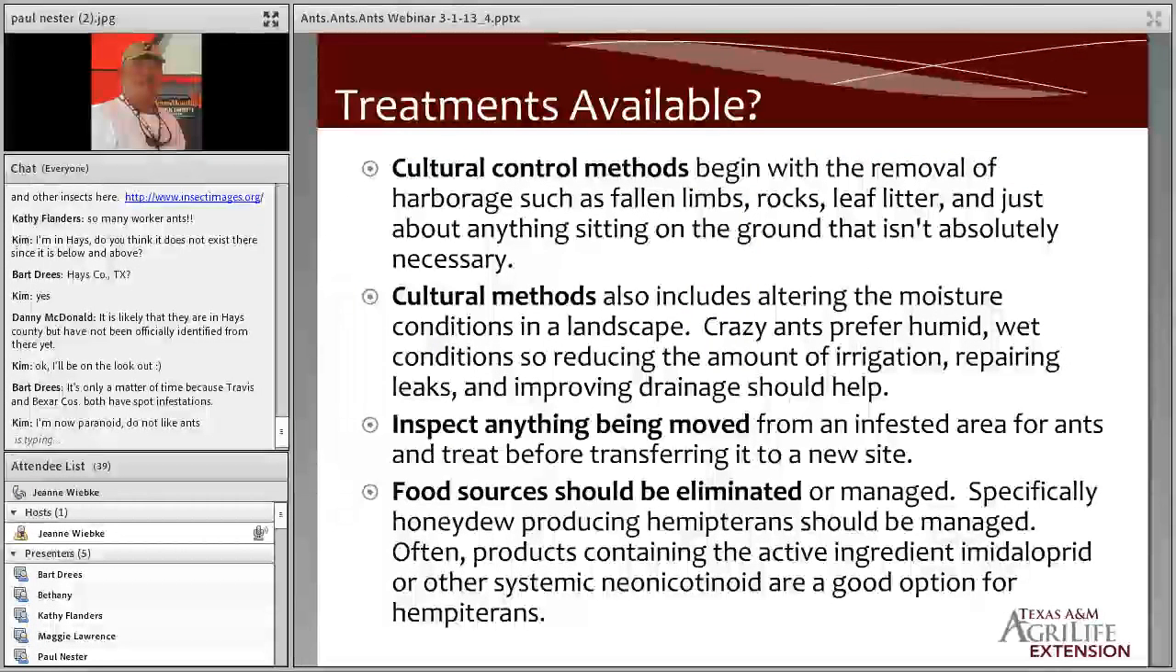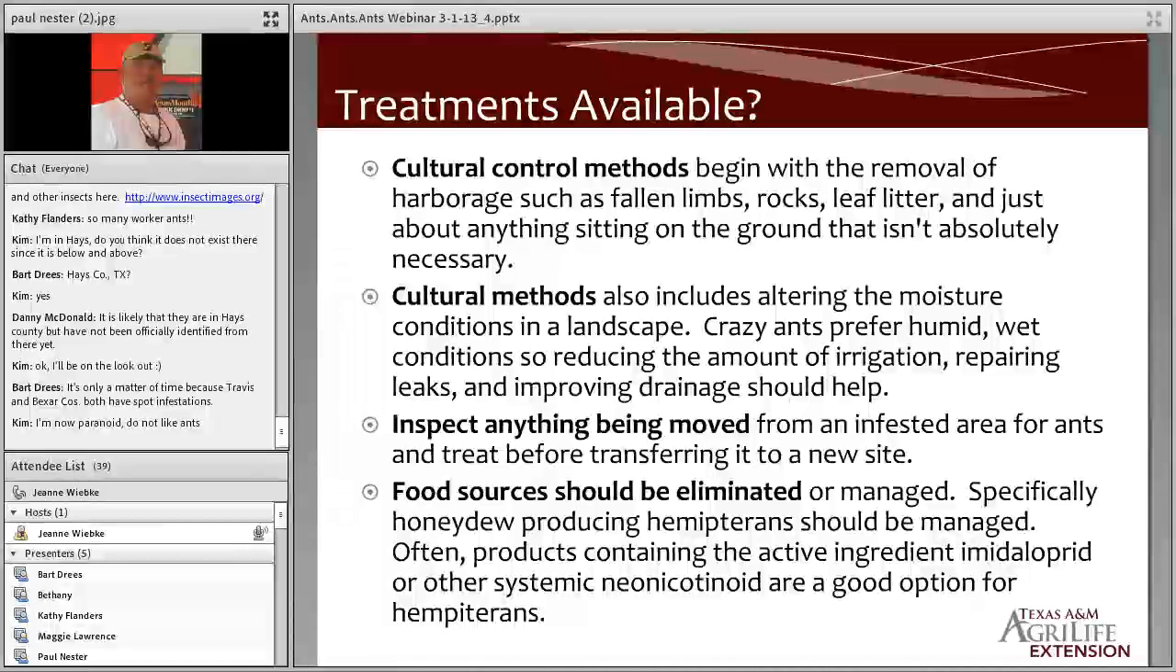Yes, there are. The main thing is sanitation. We want to begin with the removal of harborage such as fallen limbs, rocks, leaf litter, and just about anything else sitting on the ground that isn't absolutely necessary to be there. Any type of wood around the house, move it.